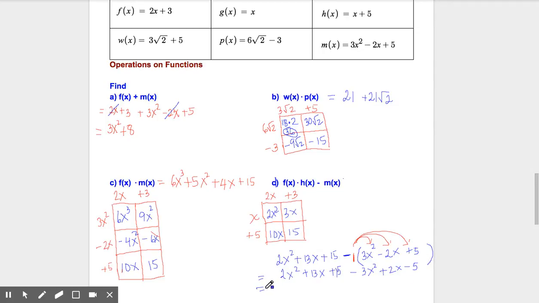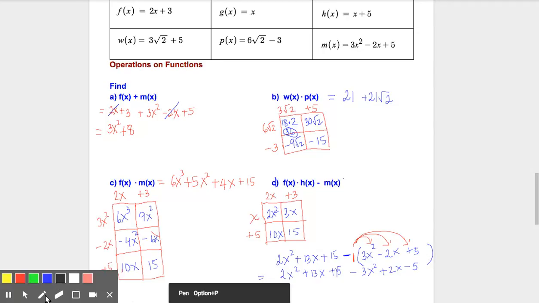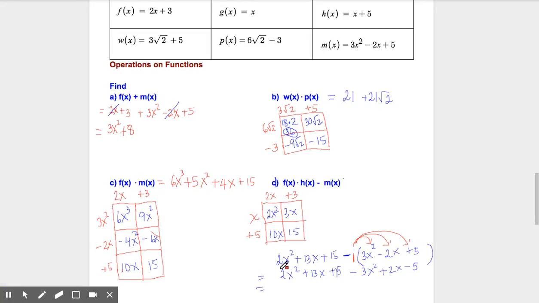Now we are going to add like terms, and we will start off with the highest exponent. Now the highest exponent here is 2x squared. And there is a -3x squared right here. So we will combine the two. Therefore, we're going to get -1x squared. But we don't have to write the 1. We'll just put -x squared. So 2 minus 3 equals -1.